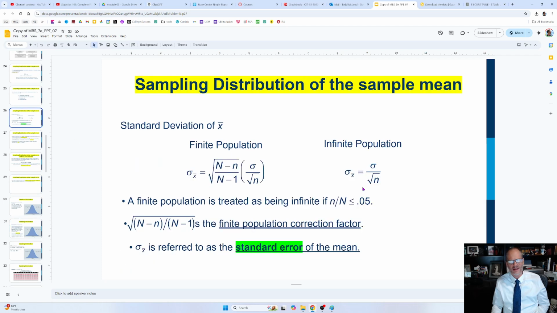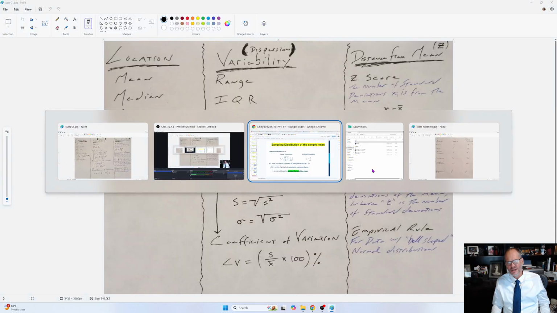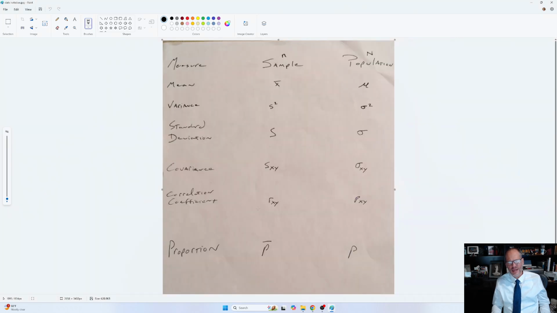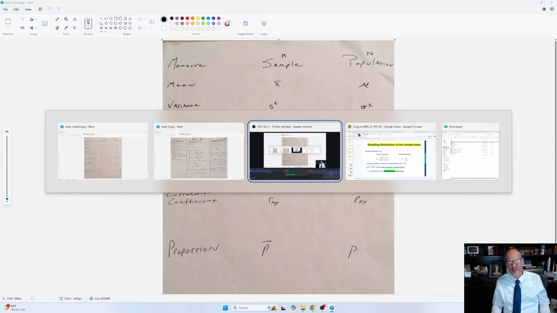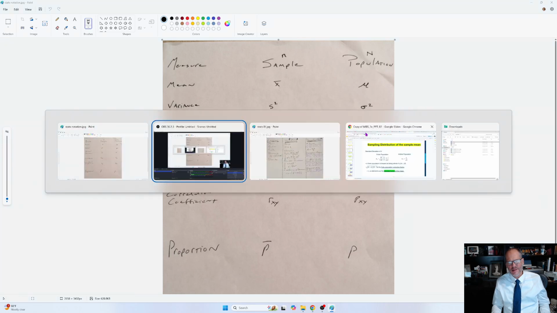And where do we get that? It's right here. With an infinite population, the standard error is the standard deviation of the sample mean. We get that by doing the standard deviation of the population. The standard deviation of the population is right here, and it's also right here. Let me just show you that again: right there, the standard deviation of the population.